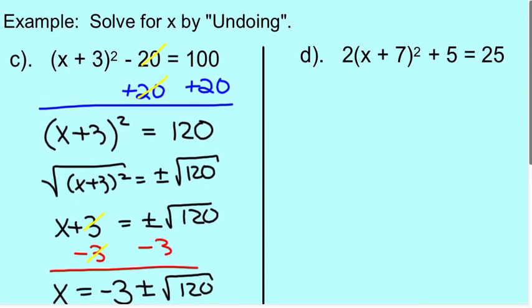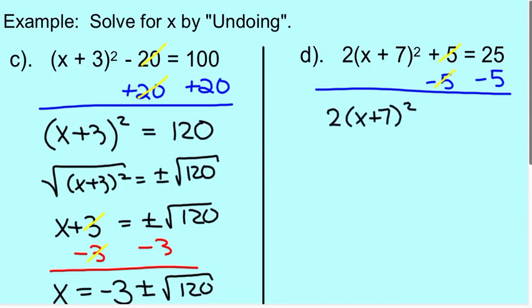Last example. Start off by subtracting 5 from both sides. So we're left with 2 times x plus 7 all squared. 25 minus 5 is 20.